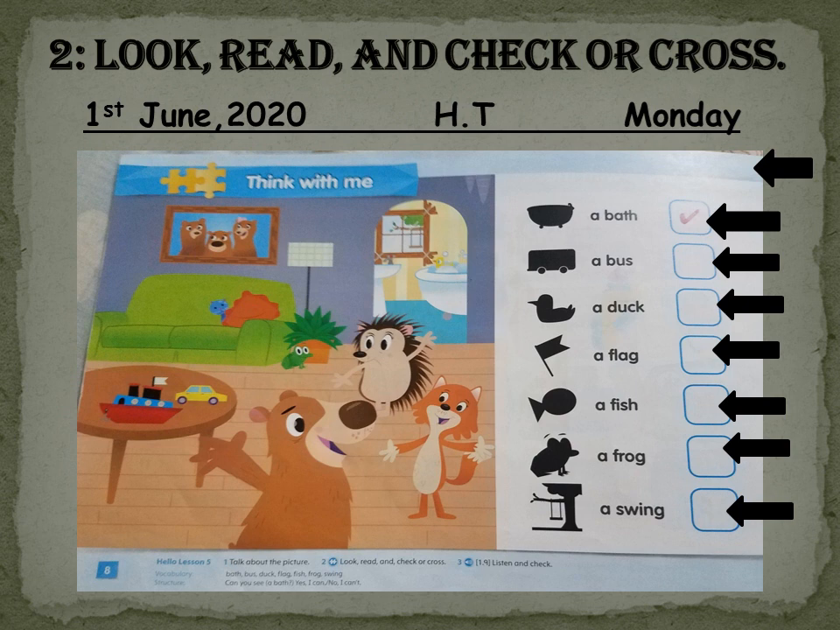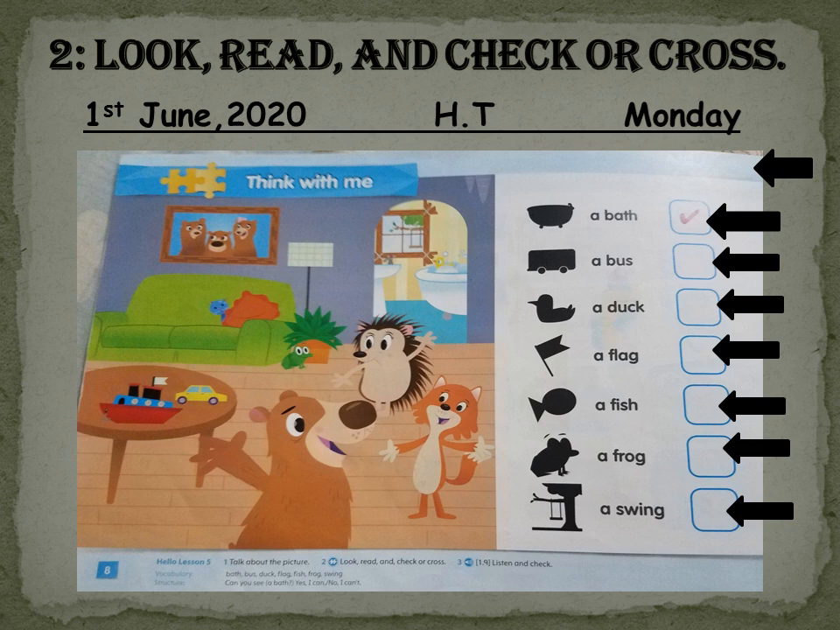Did you cross? A bus, a fish, two boxes. There is no fish and no bus in this picture. And the rest of the boxes? 1, 2, 3, 4, 5. You will put a check mark. You will put a sign of good.